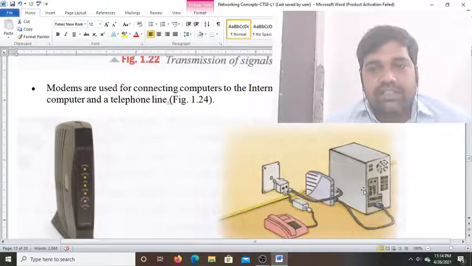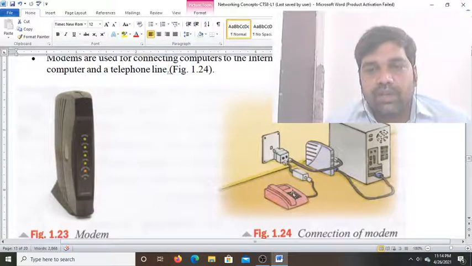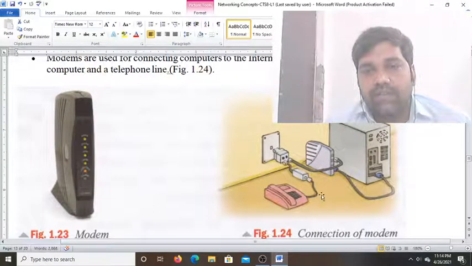So you can see this is a CPU, and this is a modem, and this is a telephone line. With the help of this modem, the digital signal is converted into the analog signal. This analog signal is carried over the telephone line.